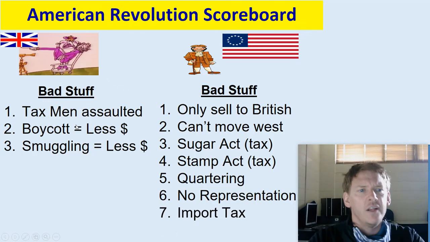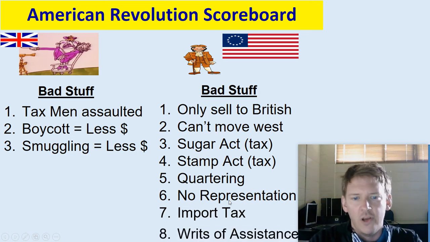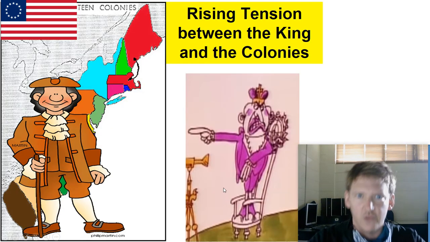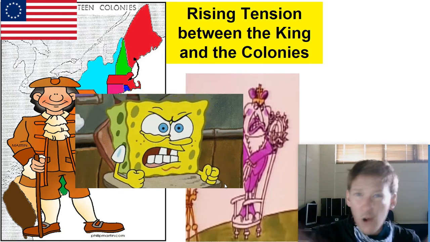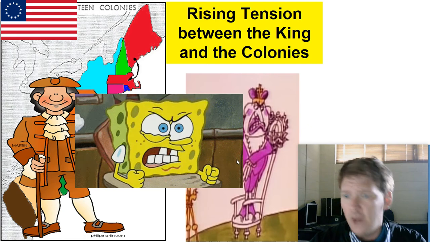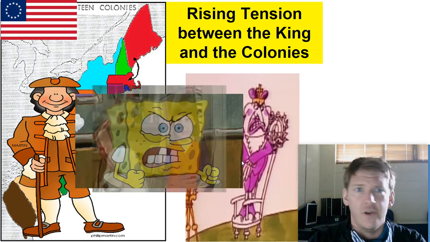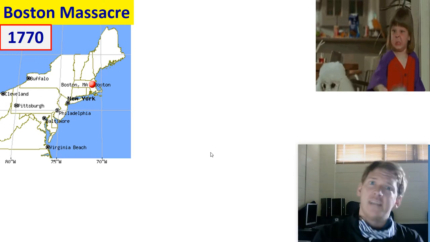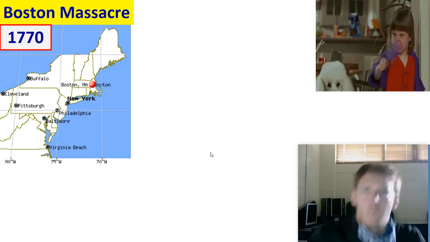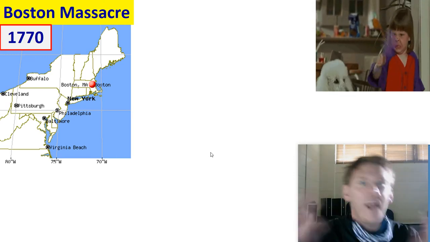So again, if we're looking at the scoreboard, bad stuff happening to the Americans: tax on imported goods, writs of assistance. So the rising tension between the king and the colonists, and no one's really getting along, but obviously the American colonists are pretty upset. They're pretty furious, and it's just getting worse and worse and worse. I always use that.